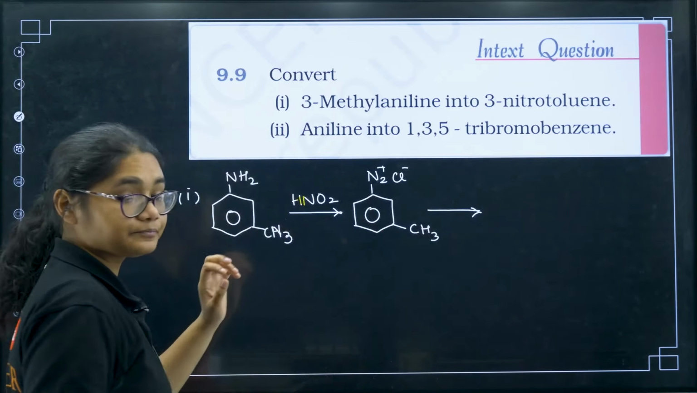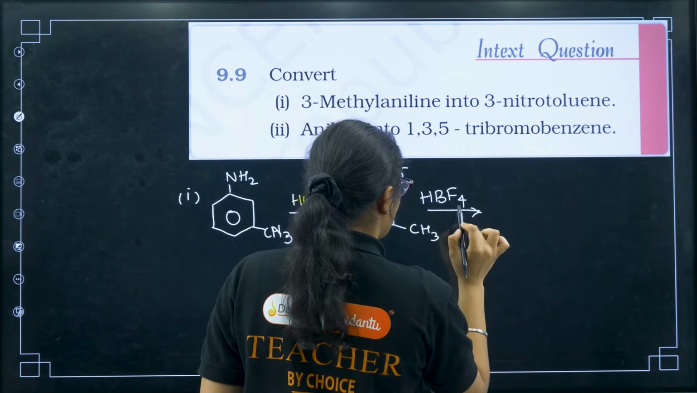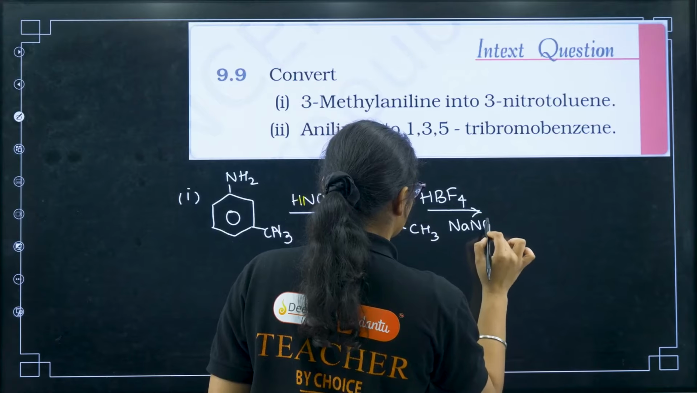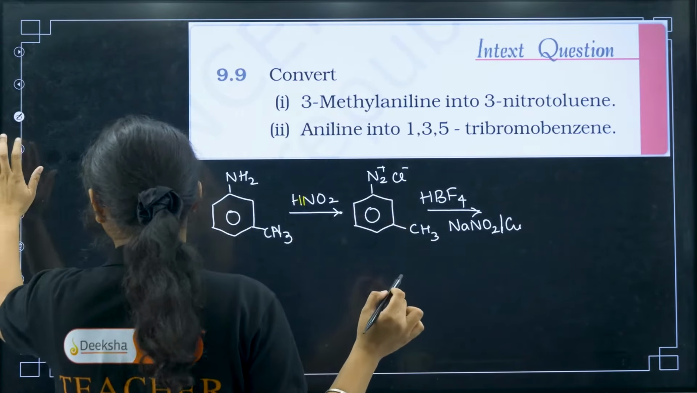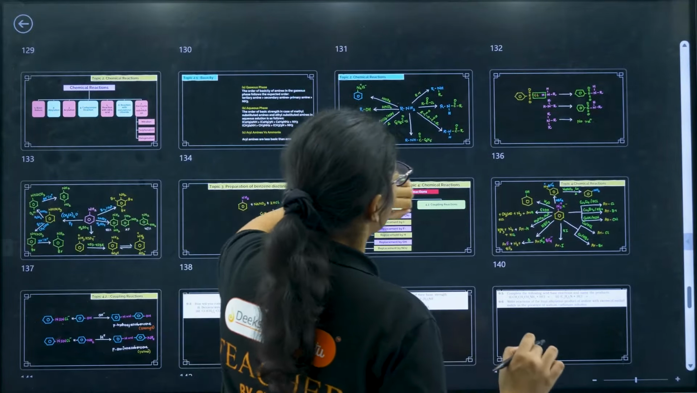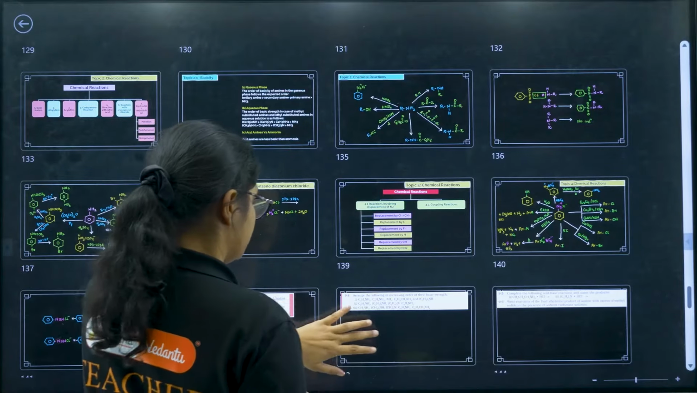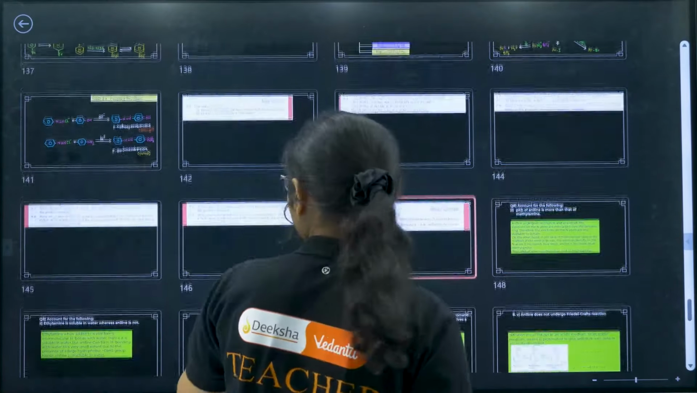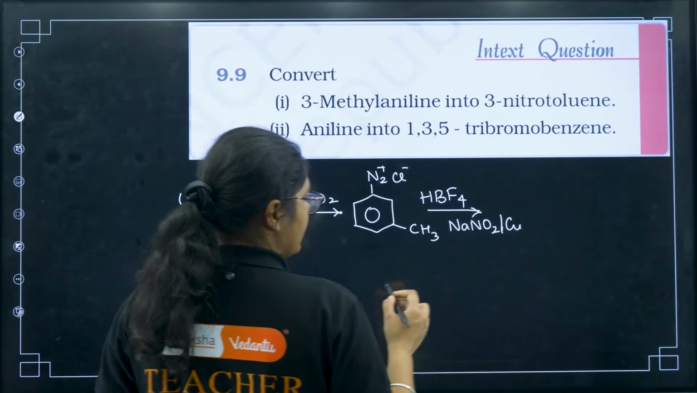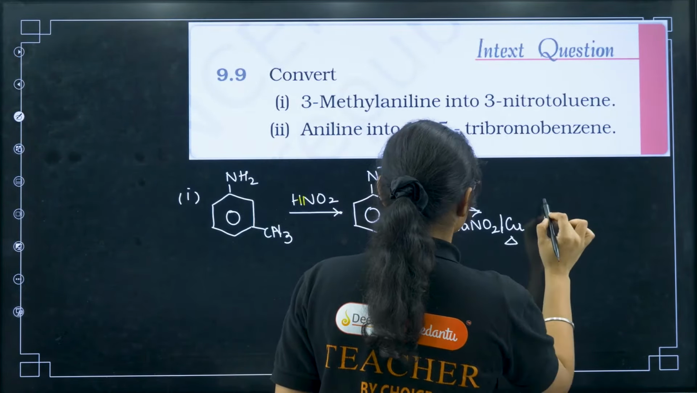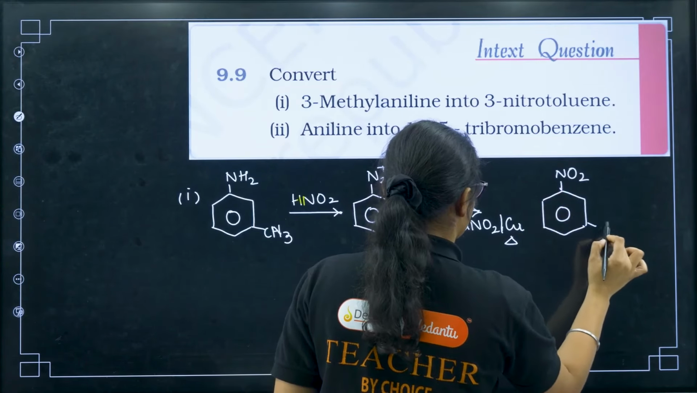Now what will happen? You have to treat it first with HBF4. After that you can treat it with NaNO2 and I think Cu, right? If you remember the reagents properly, let's check once. What we used here was NaNO2, Cu and heating. So we will get this one. I will be getting NaNO2 plus Cu and heating. This will convert this to the NO2 group and here I will have toluene.